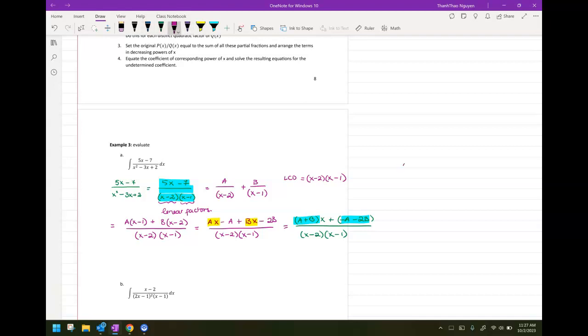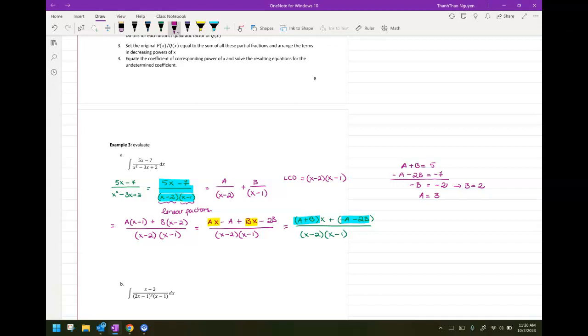So this means a plus b equals 5, and negative a minus 2b equals negative 7, and I will solve the system of equations by elimination. I'll add the two equations together. So here I get negative b equals negative 2. This means b is equal to 2 and a is equal to 3.